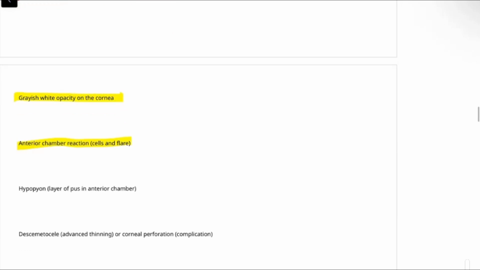Other than that, we look for grayish white opacity on the cornea, because in corneal ulcer there is ulceration and it will heal with an opacity. After that, we see whether there are any reactions in the anterior chamber, whether there are cells in the anterior chamber, whether there is flare. And then hypopyon, this is a layer of pus in the anterior chamber. Okay, so we look for this.